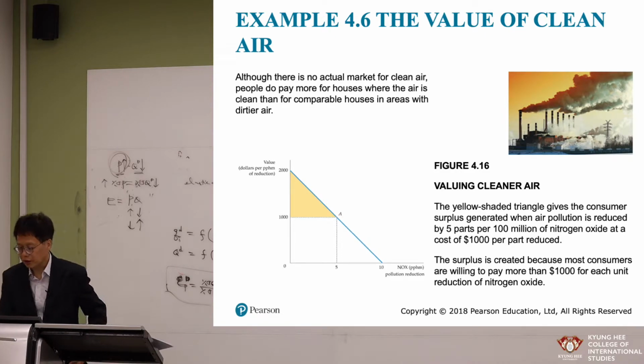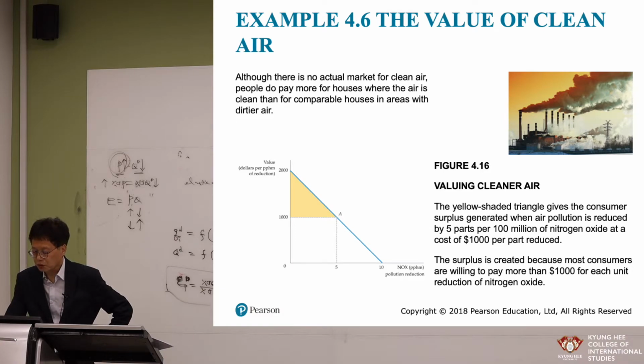The yellow shaded triangle gives the consumer surplus generated when air pollution is reduced by 5 parts per million of nitrogen oxide, at a cost of $1,000 per part reduced, right? Total willingness to pay is this one, but actual payment is this one. So this one is the consumer surplus of clean air. The surplus is created because most consumers are willing to pay more than $1,000 for each unit reduction of nitrogen oxide, NO2, right?